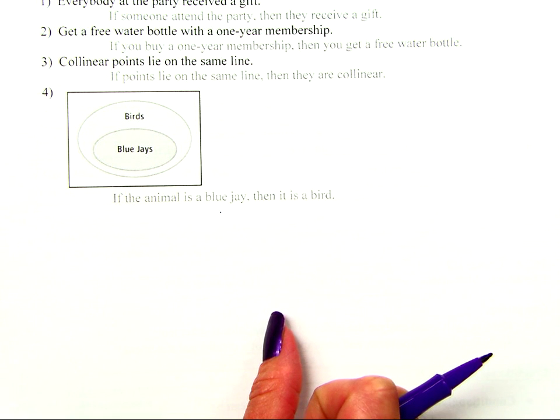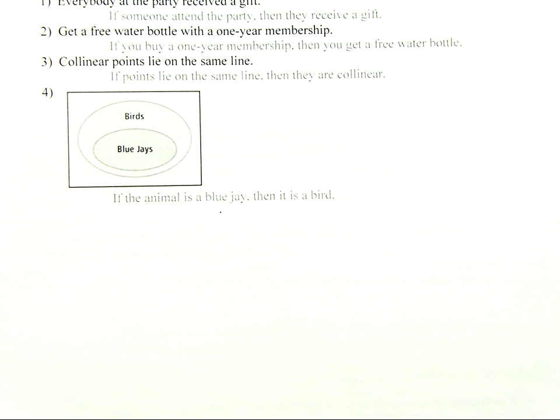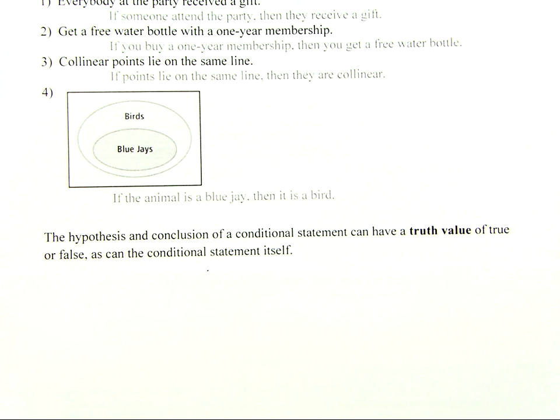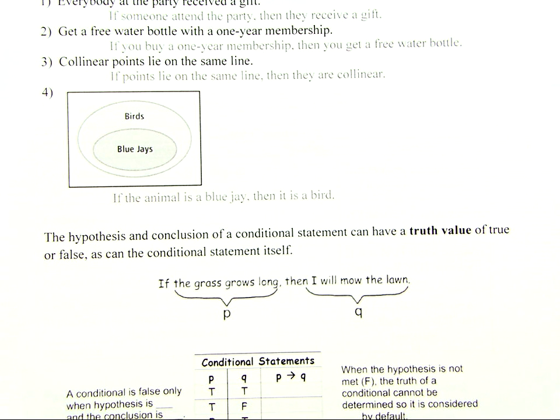Which leads me to our next point. Our statements can have a truth value. And so the hypothesis and the conclusion of a statement, we can determine our truth value by evaluating each part of that.